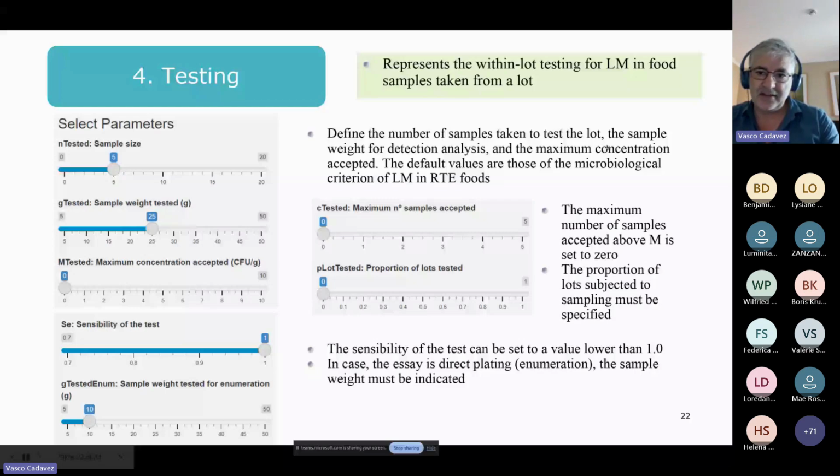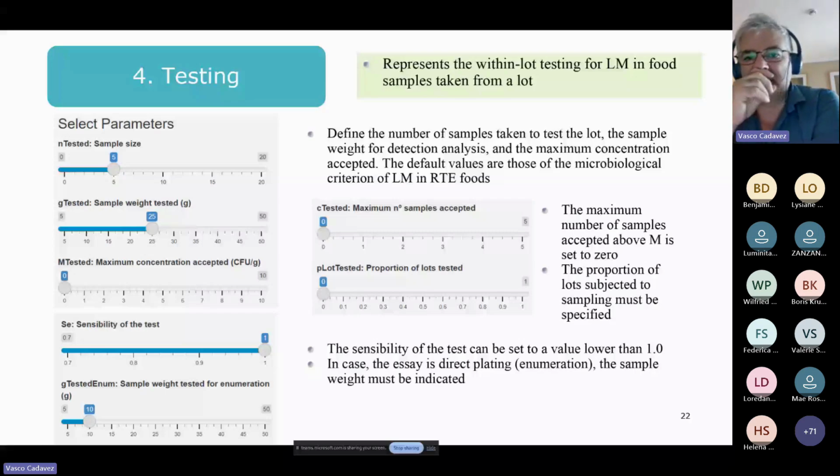Okay, so in this case you can define the maximum number of samples accepted above M. You can put this to 0. The proportion of lots related to sampling must be specified. So you need to say, okay, I will test 10 lots, or 1 lot, or 2 lots. And the sensitivity of the test can be set to a value lower than 1. In case the assay is plating enumeration, the sample weight must be indicated. So if you are enumerating, then you need to define the sample weight, okay? Because it's not the same to have 10 grams of testing or 100 grams.